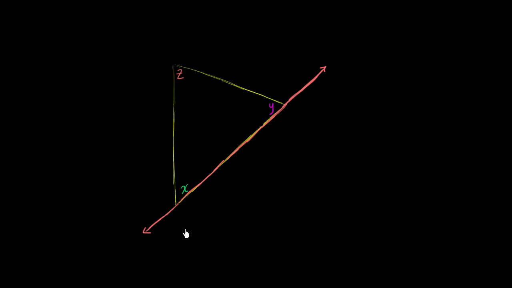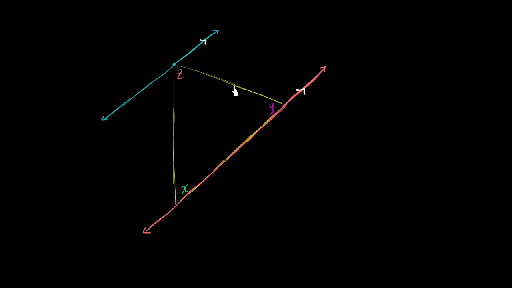And what I want to do is construct another line that is parallel to the orange line that goes through this vertex of the triangle right over here. And I can always do that. I can just start from this point and go in the same direction as this line, and I will never intersect. I'm not getting any closer or further away from that line. So I'm never going to intersect that line. So these two lines right over here are parallel. This is parallel to that.